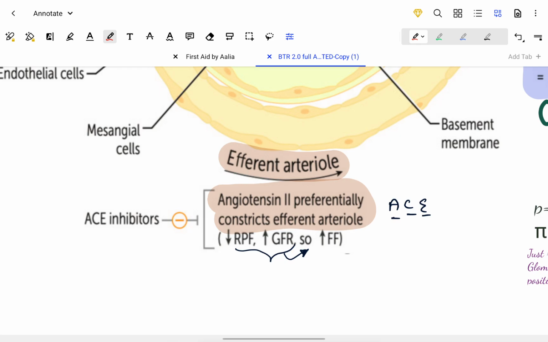So what will ACE inhibitors do? What was the ACE used for? It is converting angiotensin 1 to angiotensin 2. So ACE inhibitors will lead to no formation of angiotensin 2. So it will decrease, and so the opposite thing will happen. How to remember? Angiotensin 2 constricts efferent arteriole. You might think that ACE is constricting. No, angiotensin 2 is constricting. Tensin, you know the word. So it's constricting efferent arteriole. So basically, both of these are important.